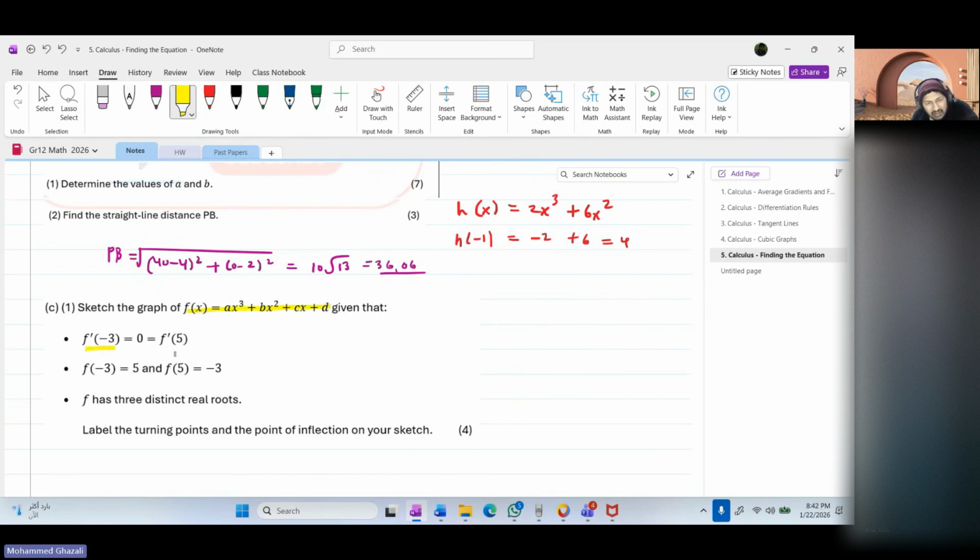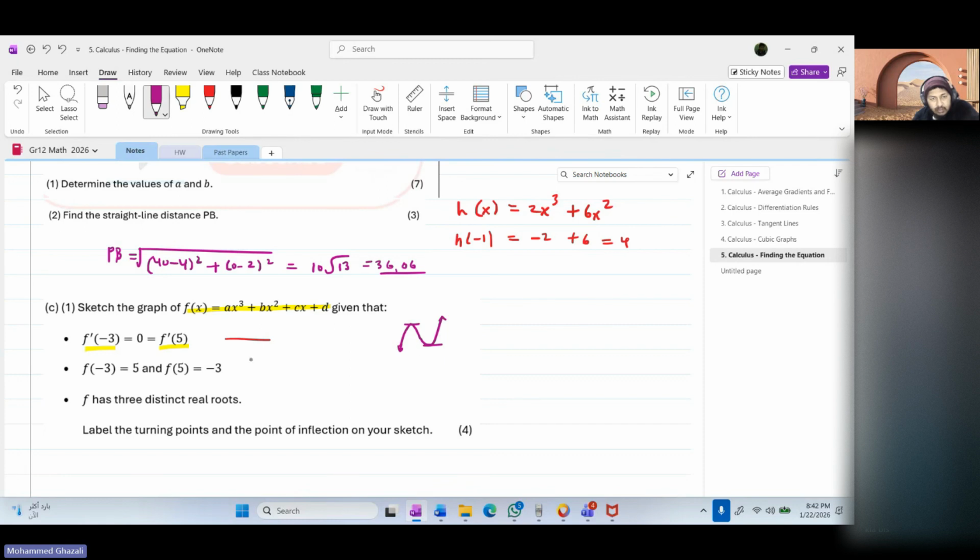What does f prime of -3 equals 0 and f prime of 5 equals 0 mean? The derivative, the gradient at -3 is 0. In other words, it's a horizontal tangent, or it's a horizontal line. In other words, you've got a cubic function, right? I don't know whether the value of a is positive or negative. I'm just assuming positive.